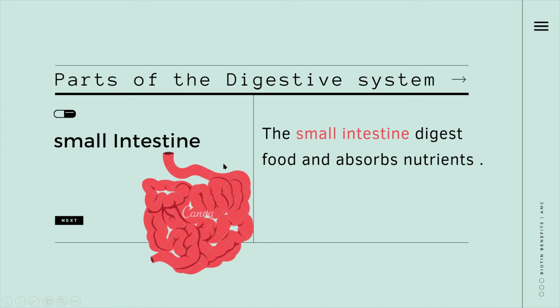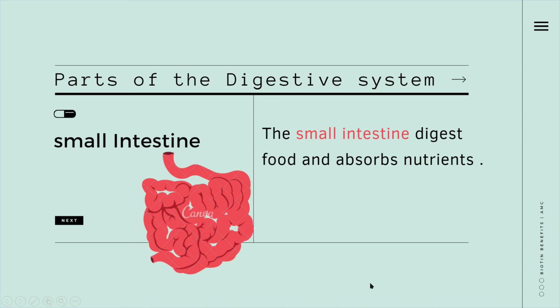Okay, so can you see this pink picture here? It's called the small intestine, and it is inside our large intestine. The small intestine digests food and absorbs nutrients.